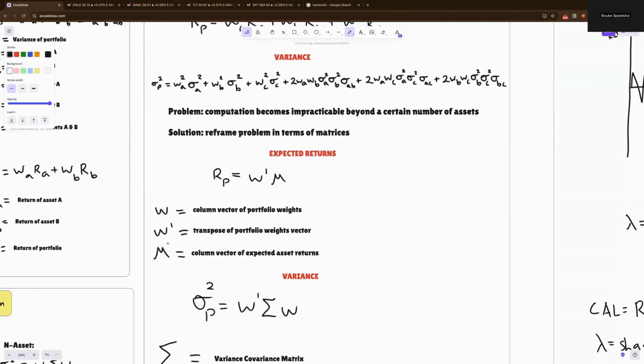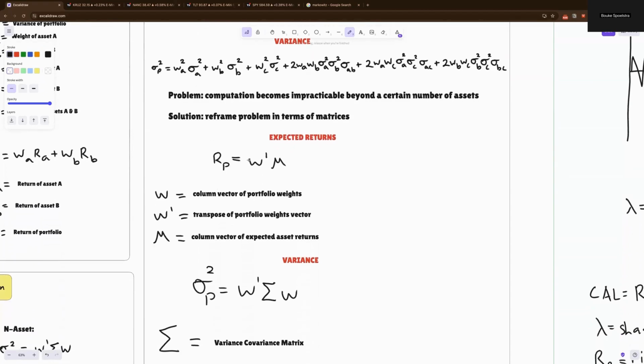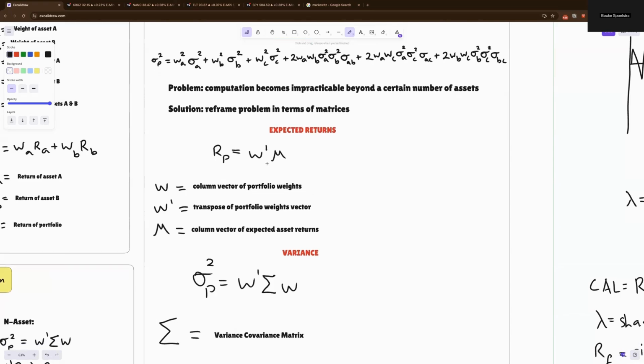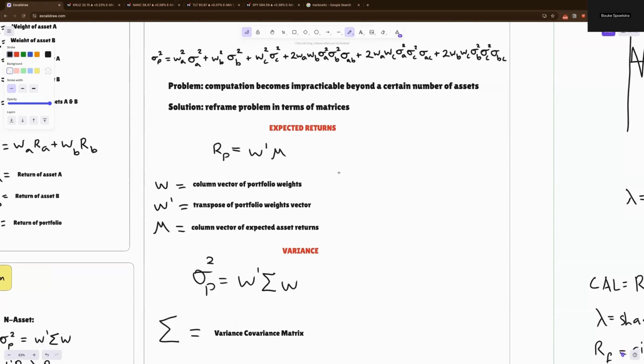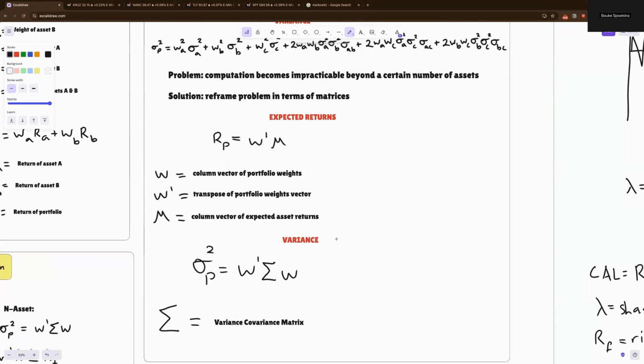And obviously beyond that, it becomes pretty impracticable to calculate it. So the idea is to reframe it in terms of matrices, right? Now you can have any number of assets, but you just put their weights in a column vector, and the return of the portfolio would be the transpose of that vector multiplied by a column vector of the expected returns. This would just be a historical measure of the average returns over a period of time.